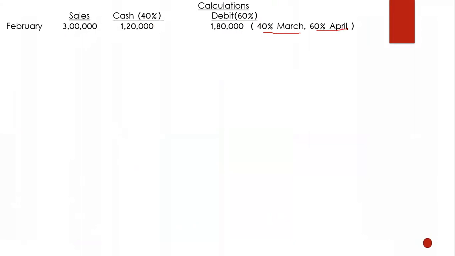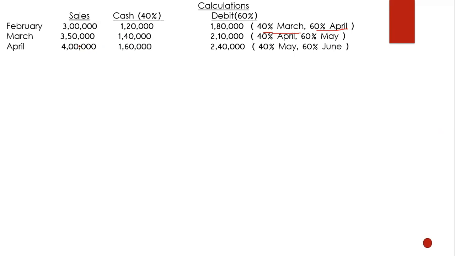This will be very helpful while calculating the month's collection. So always show the calculation this way, so that it will be easier for you to calculate and easier for the examiner also to check. Okay? Same way, March 3,50,000 sales is bifurcated into 40% as 1,40,000 and 60% as 2,10,000. Same here, 40% in April and 60% in May.